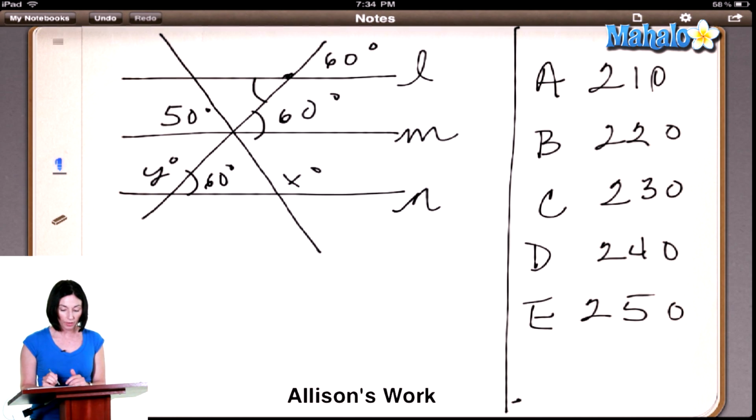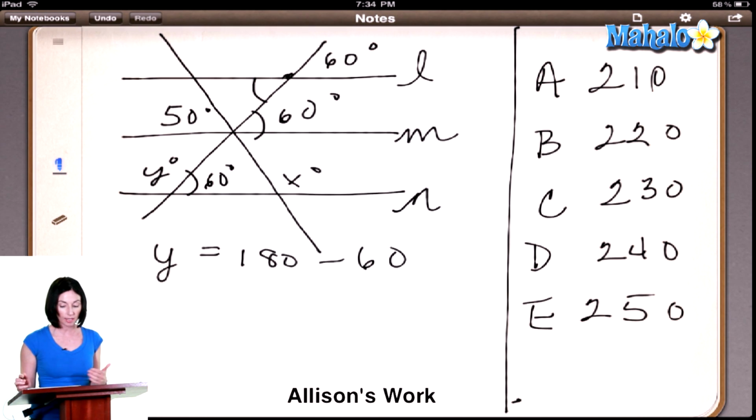Okay, so if I know that the angle at the bottom there, next to the y, is 60 degrees, what is y? It is 180 minus that 60 degrees, because those 2 things lie on a straight line, so together they cover 180 degrees. So we know then that y has to equal 180 minus 60, yeah?